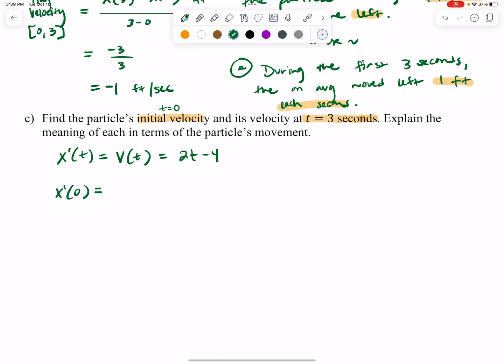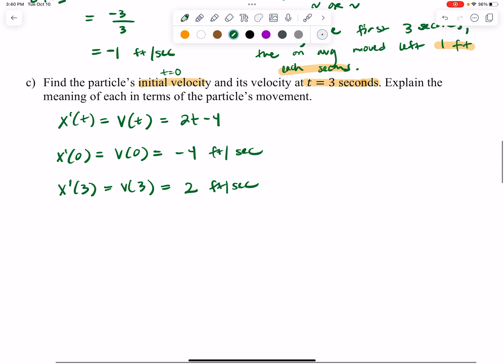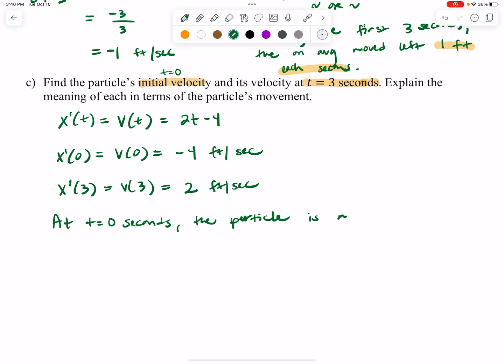So x prime of 0, which would be the same as v of 0 if you wanted to rename it, would be -4 feet per second. And then x prime of 3 would end up being +2 feet per second. Okay, and it says explain the meaning of each in terms of the particle's movement. So to do that, I would say something like at t equals 0 seconds, the particle is moving, our velocity was negative, so it is moving left at 4 feet per second.